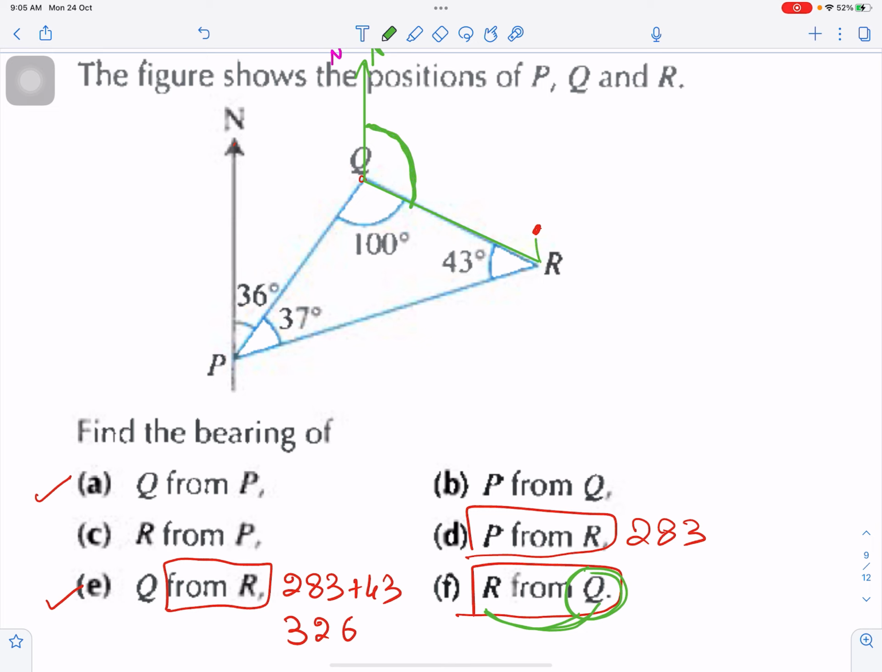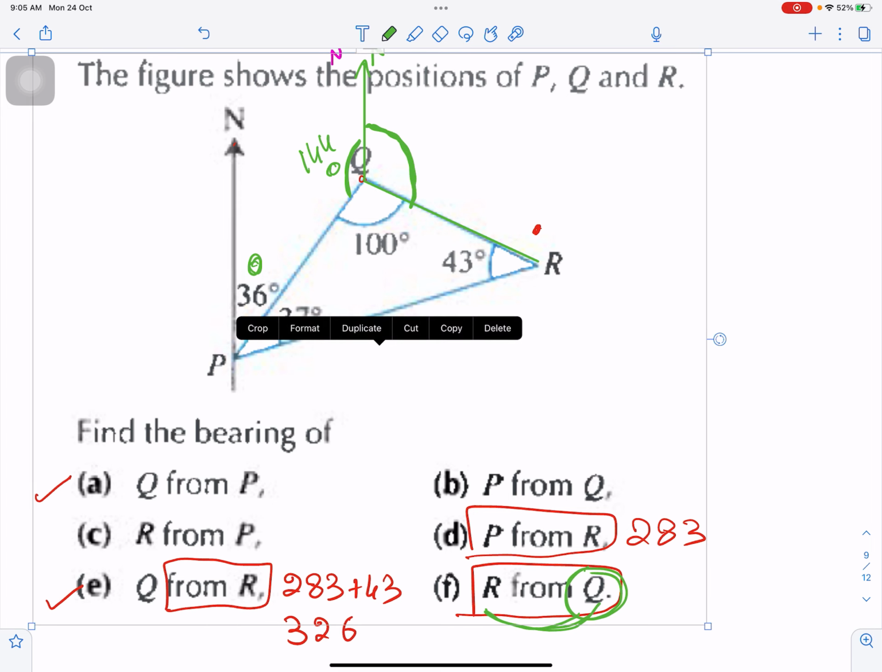Even if in the previous part you had not found this and you have this question straight away, you can find out this angle very quickly, because this one and this one are supplementary. So you can do 180 minus 36. So you will get 144. We did it in the previous part.